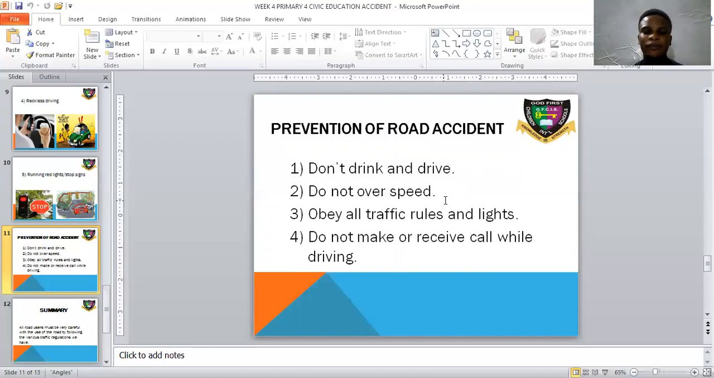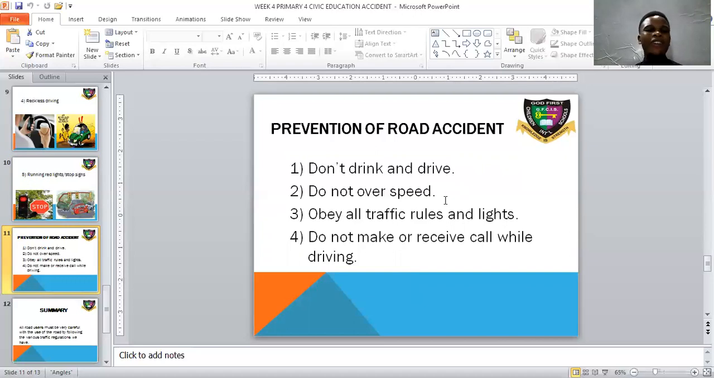Good. The last one says, do not make or receive call while driving. These are the things that cause accident on the road. Do not make or receive call while driving. Our drivers are fond of doing this. When you enter one bus, all these commercial bus drivers, they receive calls anyhow. We don't even keep to those rules and regulations.